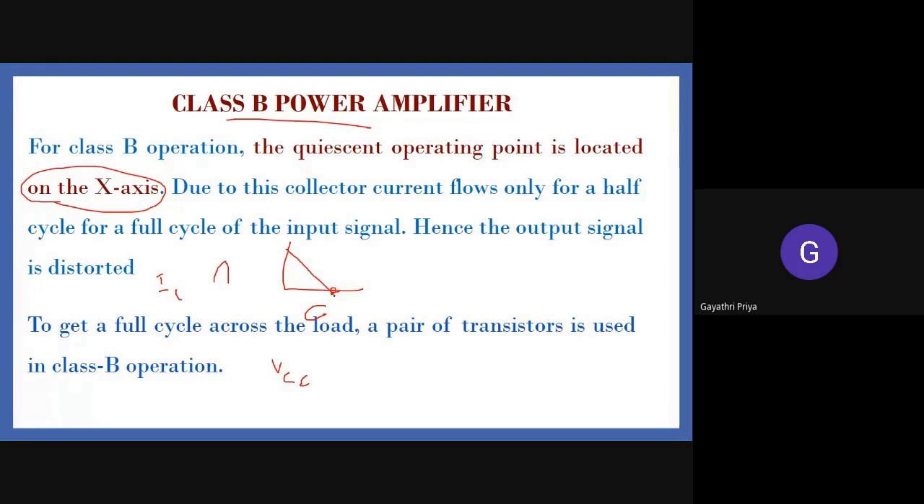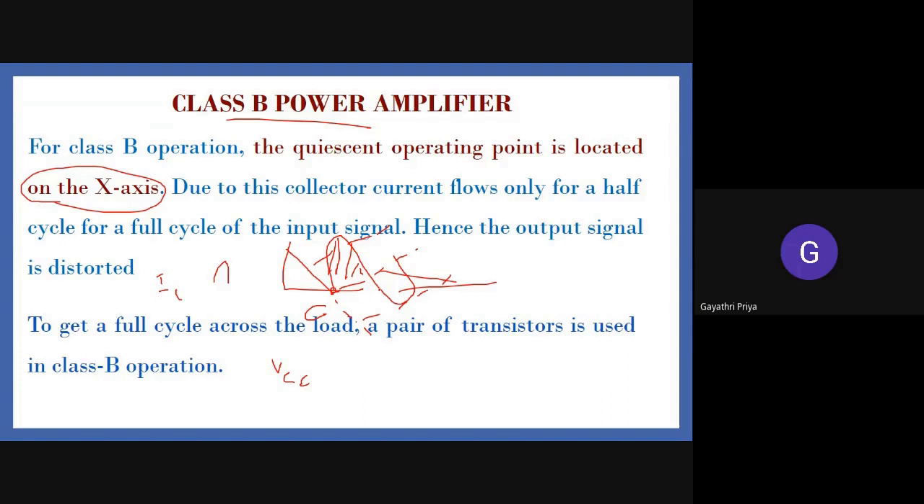Why? If I extend this part and draw an input waveform, I could get conduction only during this time. At this time there is no conduction at all. Why? Because the voltage level is falling below zero, so the biasing voltage is less than zero. Even if it is less than 0.7 volts, the device will not come into conduction. So only during one half of the cycle will we get the output.